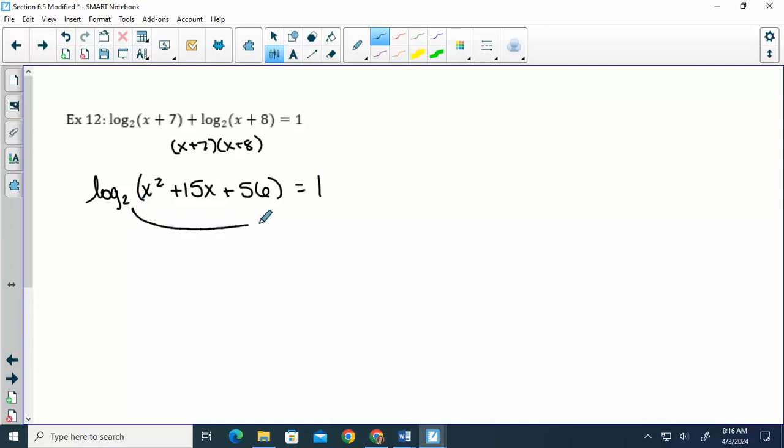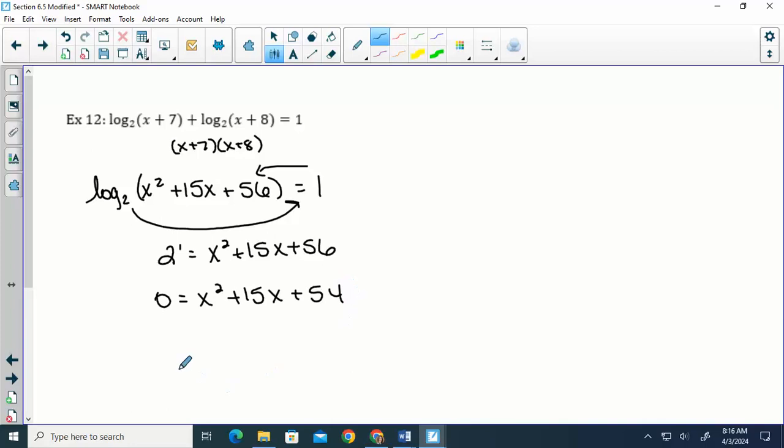Then we have one log, so we change it to exponential form: 2 to the first. 2 to the first is just 2, so if you subtract that over, what multiplies to 54 and adds to 15? So if those equal 0, we get negative 9 and negative 6.